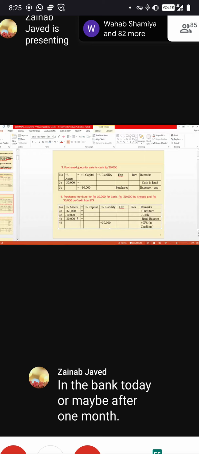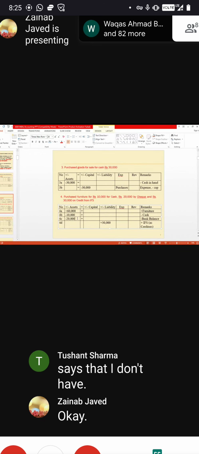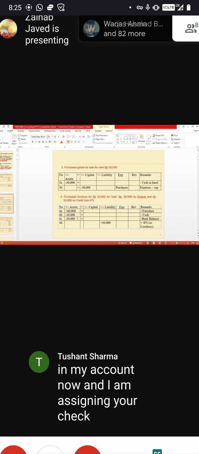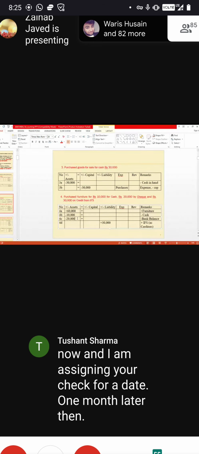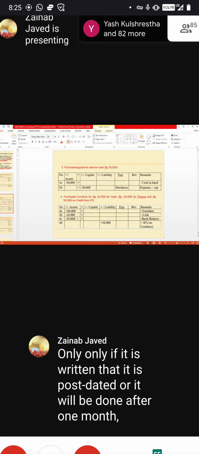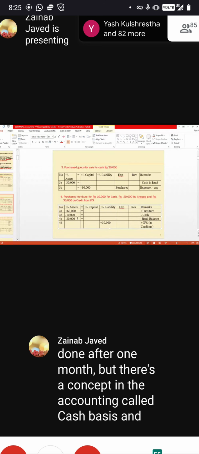So there's a possibility he says, "I don't have balance in my account now, and I am signing you a check for a date 1 month later." Only if it is written that it is post-dated, or it will be done after 1 month. But there's a concept in accounting called cash basis and accrual basis.